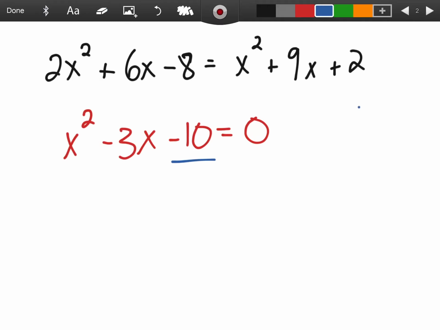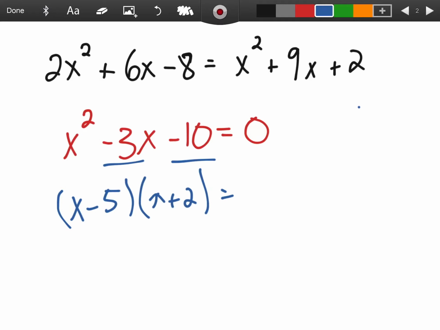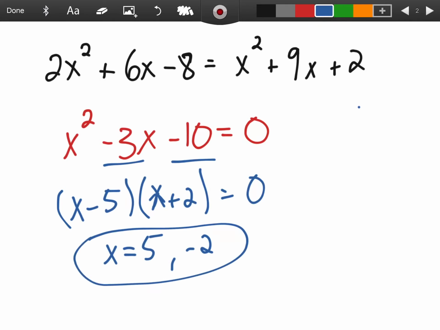And then you can clearly see, all right, well, negative 5 and 2 multiply to negative 10 and add to negative 3. So I have x minus 5 times x plus 2 has to be equal to 0. And now I can just set each piece equal to 0. So x minus 5, when is that equal to 0? When x is equal to 5. And then when x is equal to negative 2. Those are my two solutions. You can plug them back in to check and see if they work. I'm sure that they will.